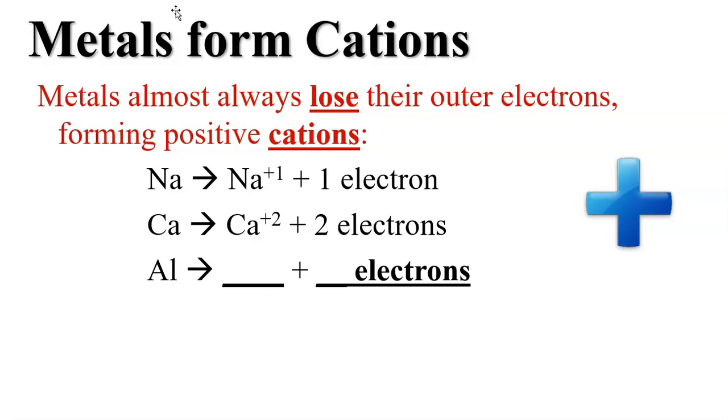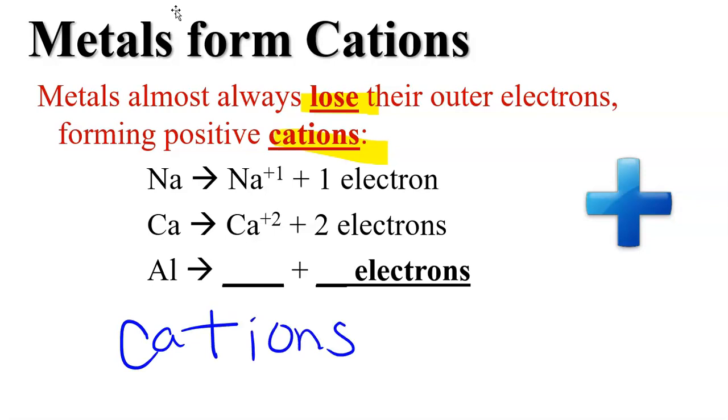So your metals will form cations. Remember, your metals are on the left-hand side of your periodic table and in your transition metals, okay? So your metals will almost always lose their outer electrons, forming positive cations, okay? Think of cations. If I were to write the word out, C-A-T-I-O-N-S. This T, think of it as a giant plus sign.